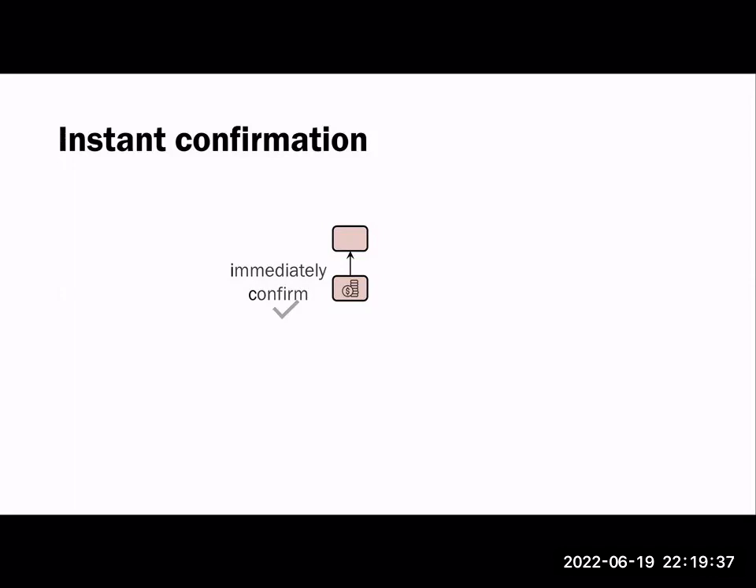Instant confirmation means, yes, this block, once I receive it, once I check the proof of work, it enters into my local view of the ledger. That's what instant confirmation means. In practice, that means the transaction is considered confirmed, and therefore I will have to pay for the goods. So Alice pays Bob 1 Bitcoin. That means Bob will give the car to Alice upon confirming. Okay, is it a good idea?